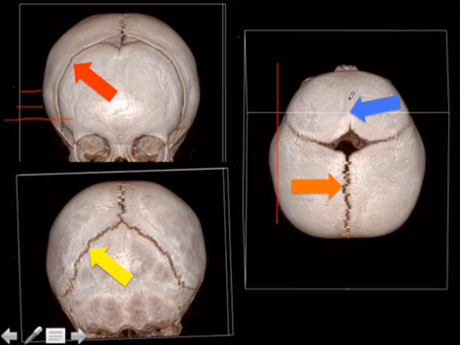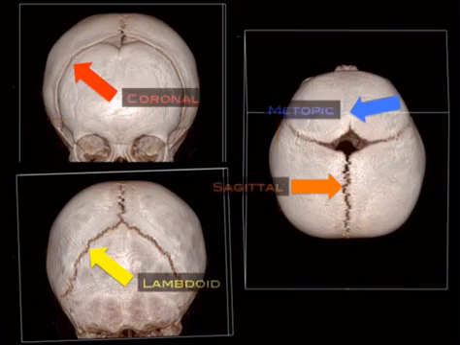Metopic is in the front, and I think about that because of male pattern baldness, the receding hairline in the front, like George from Seinfeld. Okay, so metopic in the front, and then the other one, lambdoid, in the back. So there you go. That's how I do it.